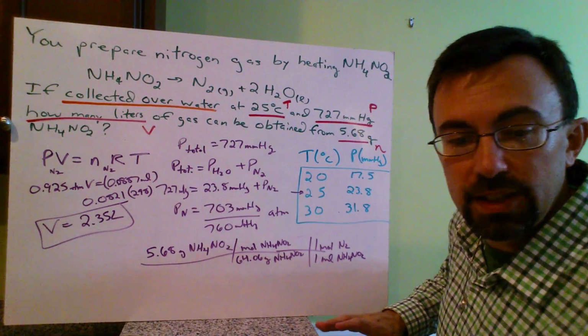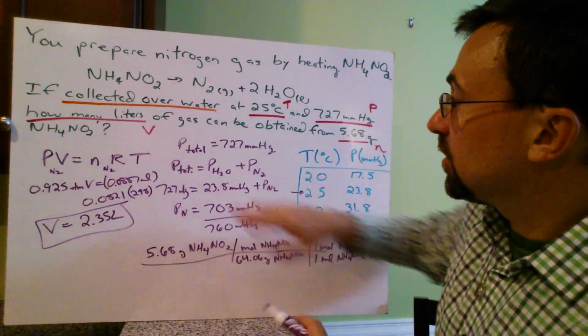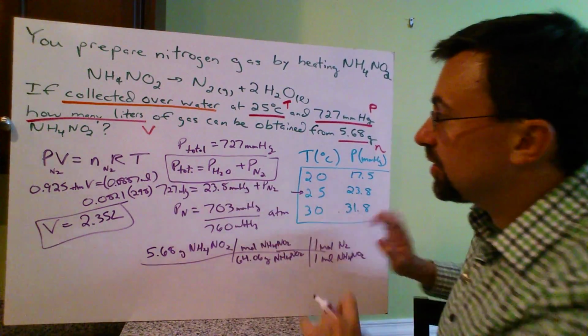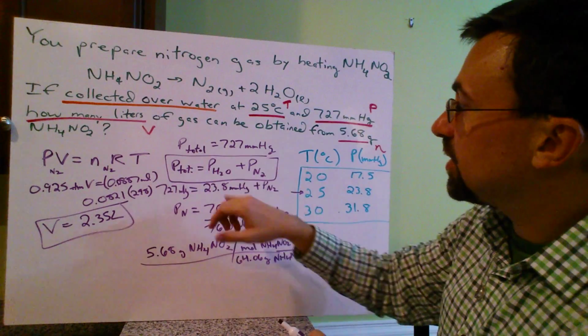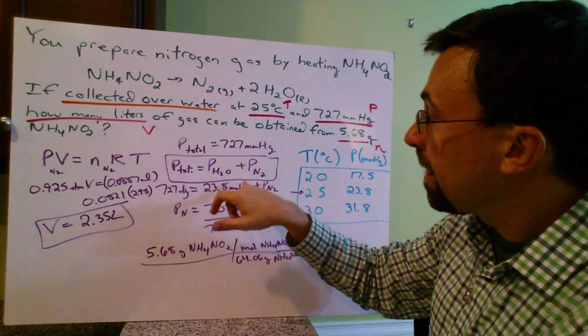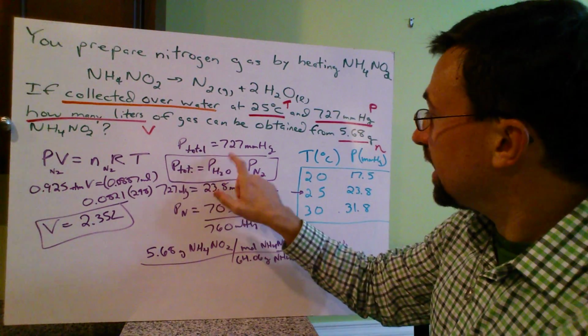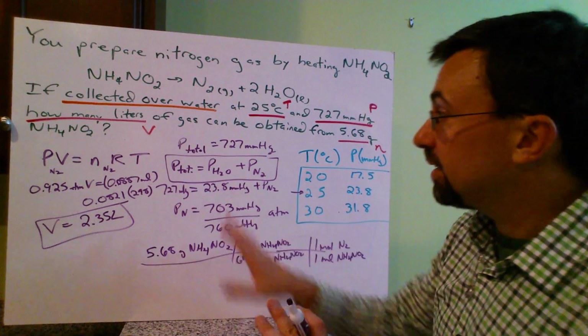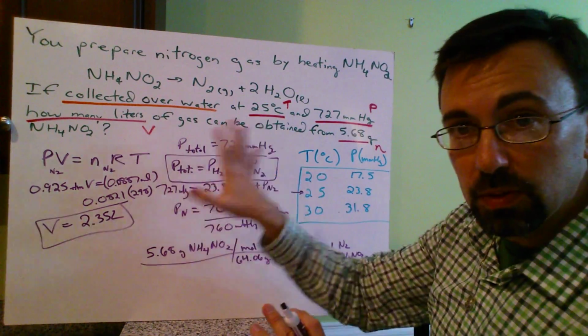So the only trick here is with this phrase of collected over water. If that's the case, you have to realize that your total pressure, which is what will be given to you in the problem, is going to be the pressure of the gas you care about, plus the pressure of water. So you can subtract out the pressure of water. You get that from a table in the back of the book. Otherwise, it looks a lot like a normal PV equals nRT.